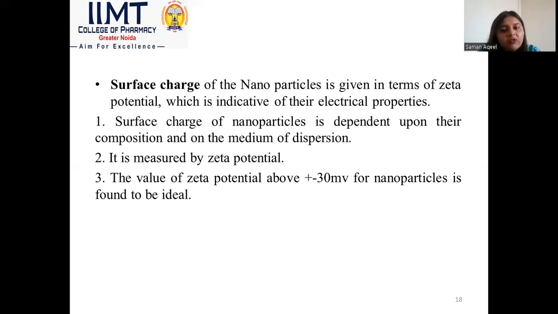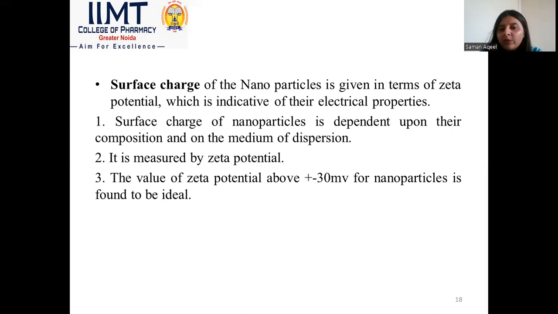Next is the surface charge of nanoparticles. The surface charge of nanoparticles plays a very important role. What is the charge of the nanoparticles? These could be positively charged or negatively charged nanoparticles. It is given in terms of zeta potential. It is commonly known as the zeta potential. It indicates the electrical properties of these particles.